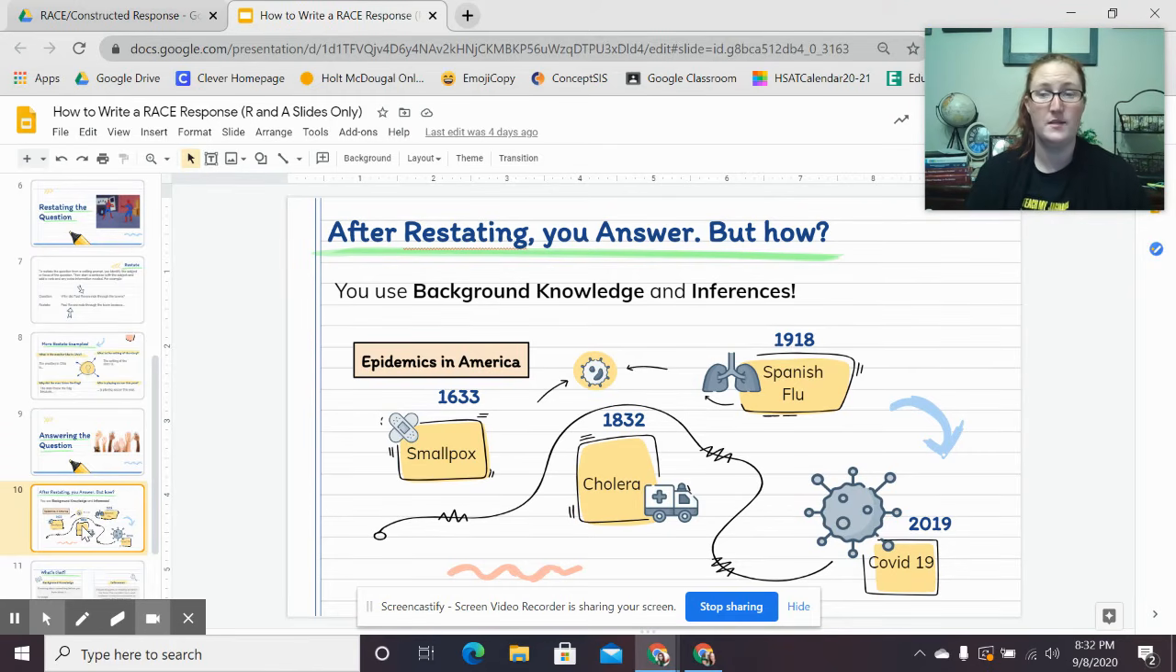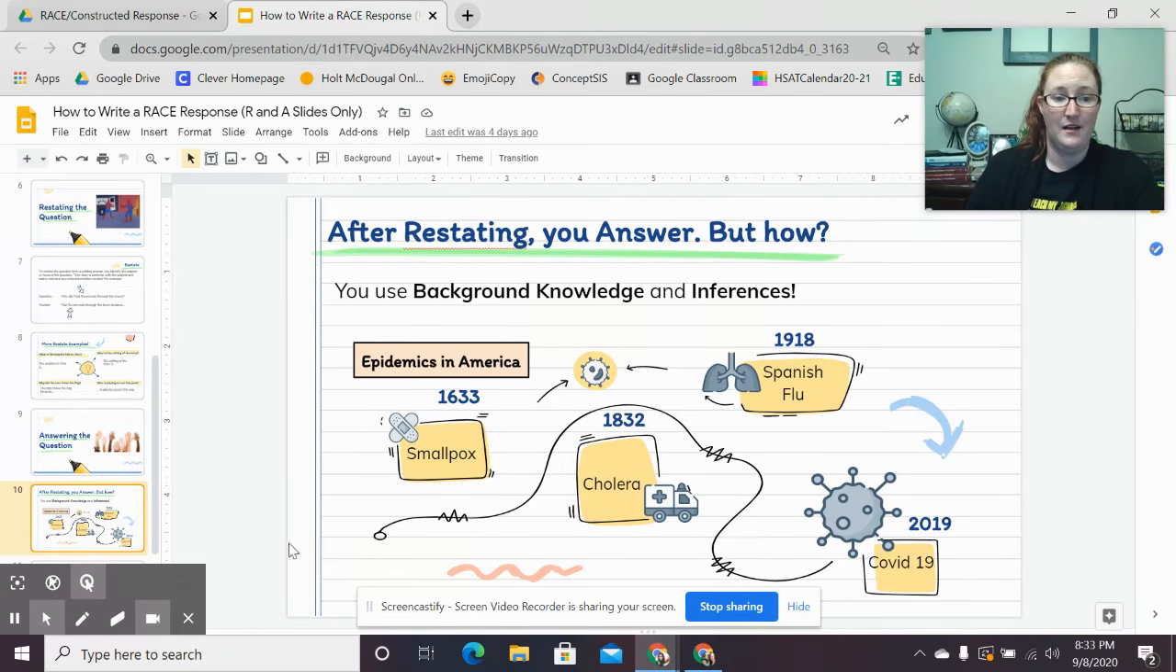So if you read that somebody was angry and throwing things in a room and their face was red, you could infer that they were upset. You could infer that they were angry. That's an inference. And you use background knowledge and inferences all the time, and especially when you read. So I have a little example here of different knowledge that you might have about a topic.